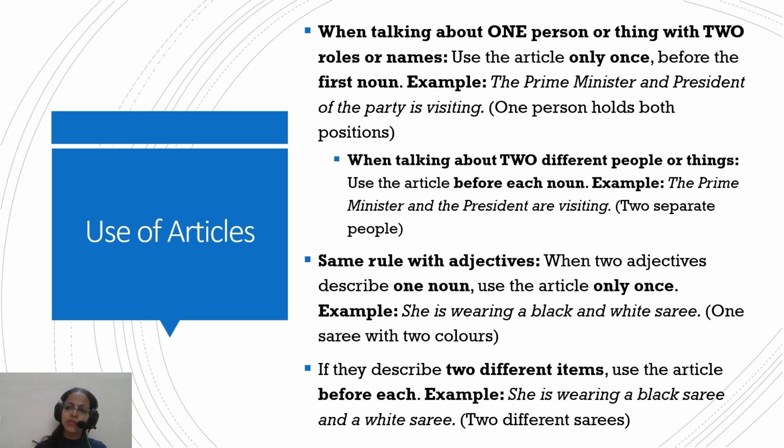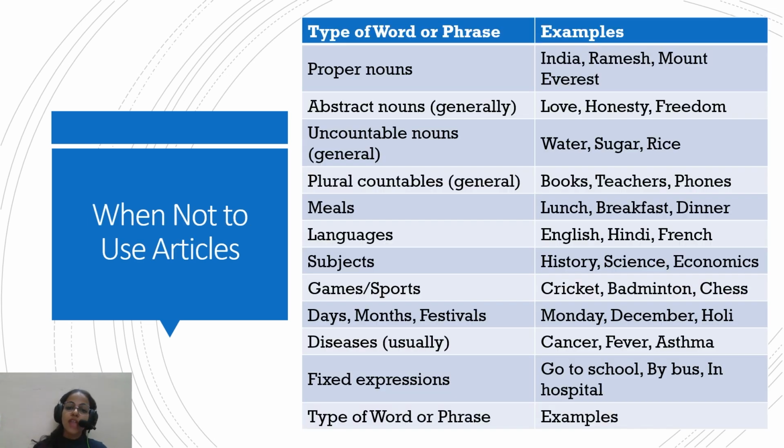Okay. So for one person or thing, one article. And when two different persons are being talked about, then two articles. Fairly simple. Now, if we have spent so much time understanding where to use articles, we should also understand where not to use articles, of course.